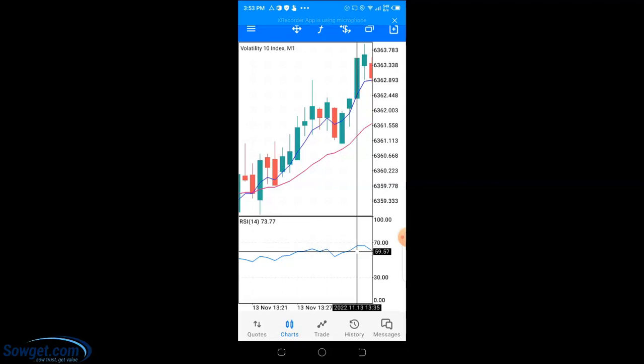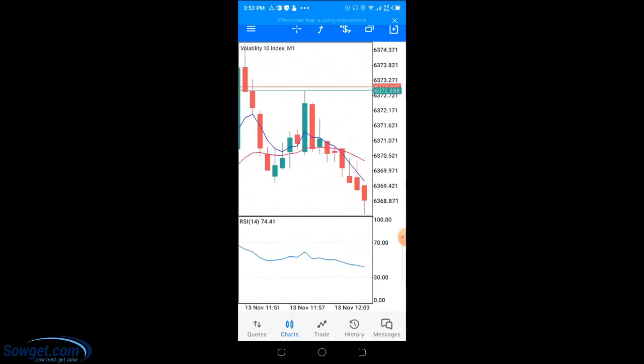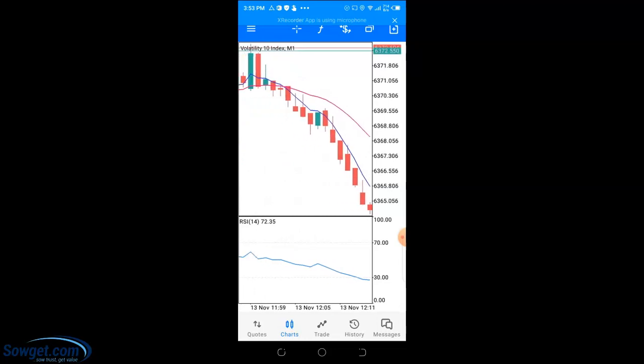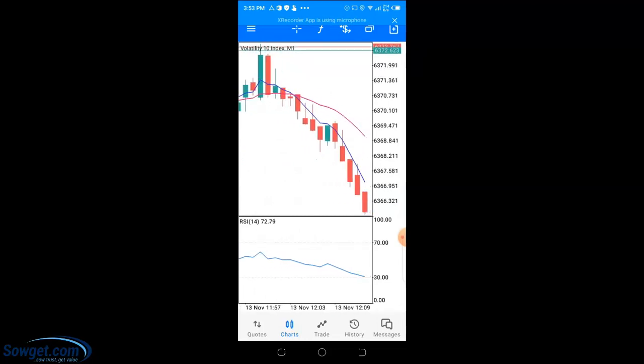Okay, if you are using your mobile device, because what I discovered is that anything from 65 and above is a very good signal to enter a buy trade, and anything from 35 below is also a good signal to enter a sell trade. So we'll just keep on going, and I'll just show you more and more signals of this strategy. It's a very accurate strategy. If you master it correctly, it's a very accurate strategy, guys.